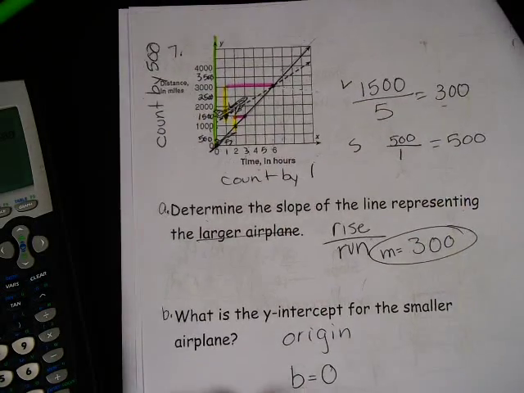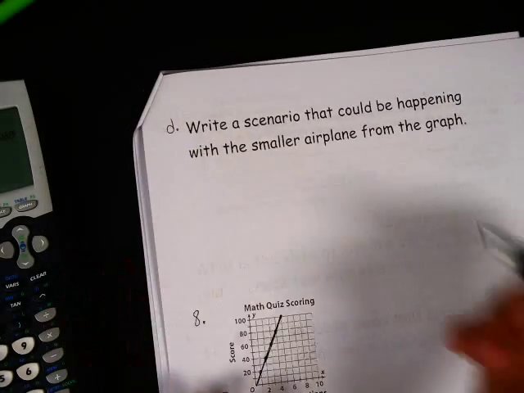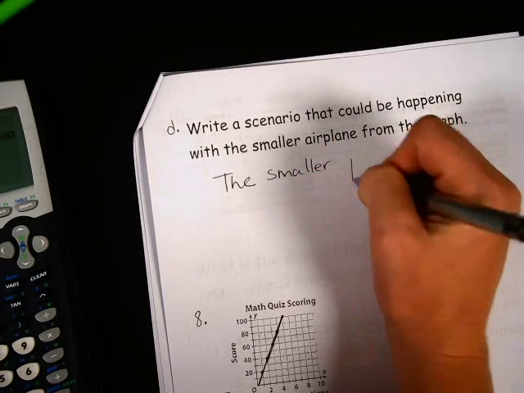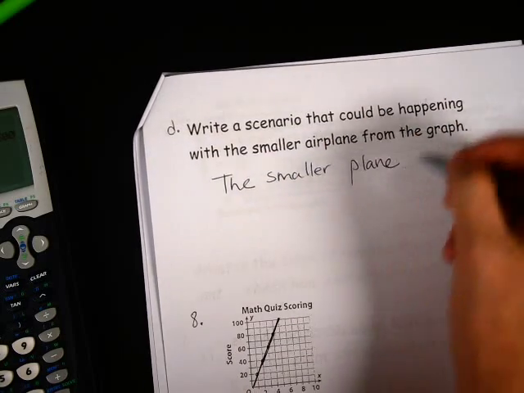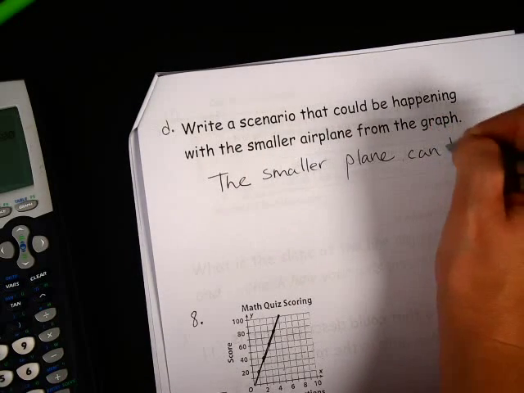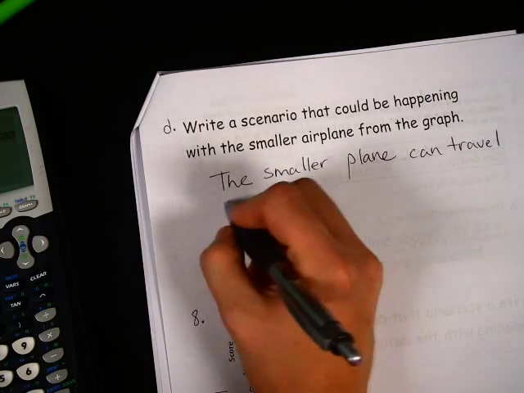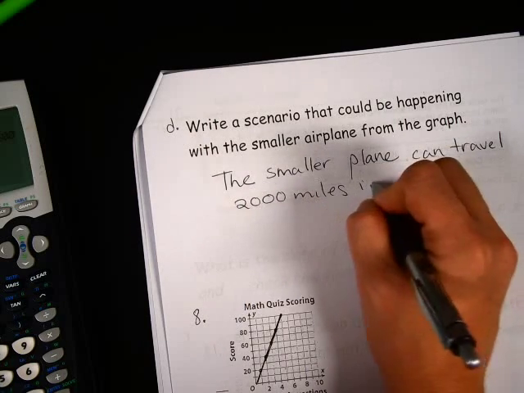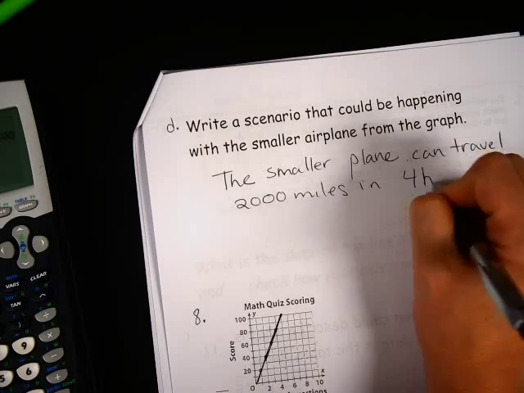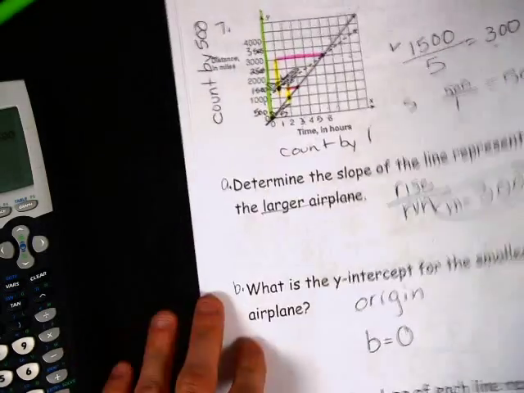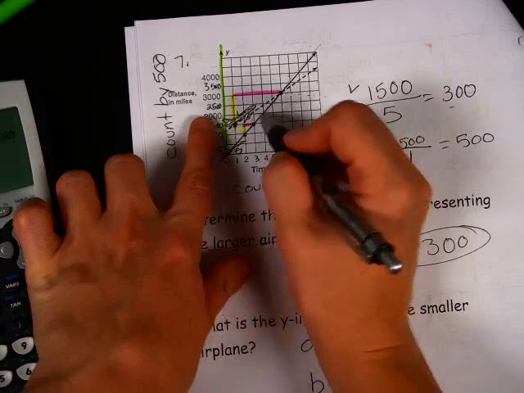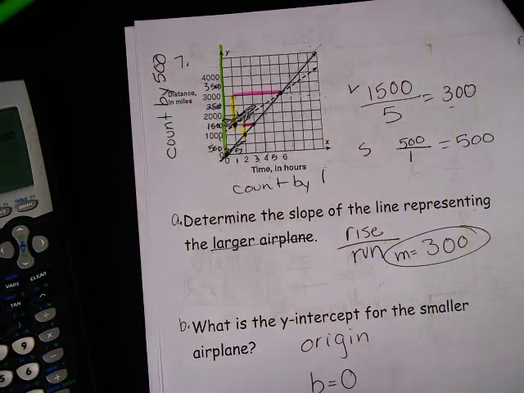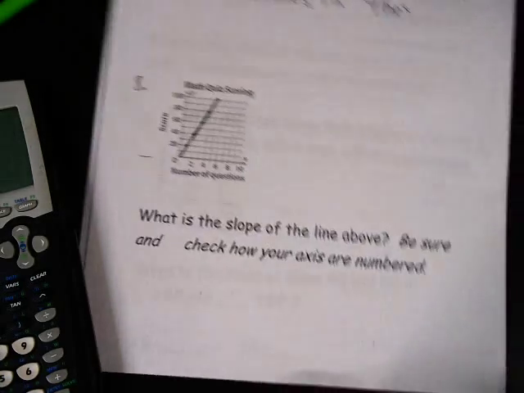So you could say anything. There's quite a few. I'm going to say the smaller plane can travel 2,000 miles in 4 hours. And I get this from looking here. 2,000 miles, I'm looking at the smaller one, 2,000 miles, 4 hours. So I was just getting that information from the graph.